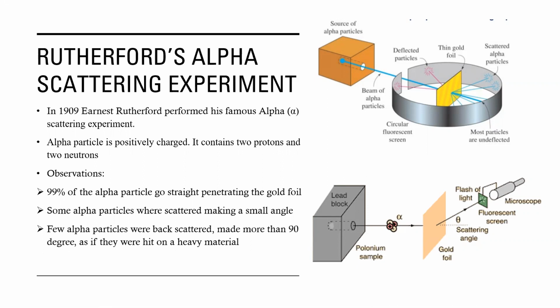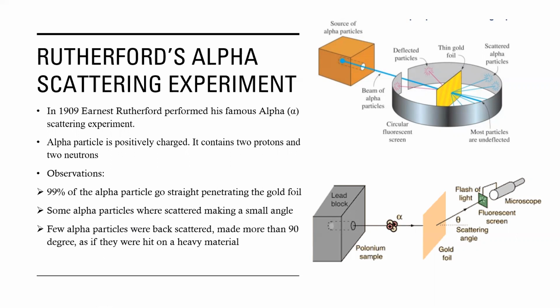We know that if you throw a ball on a wall, what happens? It will come back. It will get backscattered. So as if a heavy object was in their path, the alpha particles were backscattered, and it was a very small amount of them, about 1 out of 20,000 alpha particles. So a very small number of alpha particles were backscattered. So this is the experimental arrangement of Rutherford's alpha scattering experiment, and these are the observations made by him.